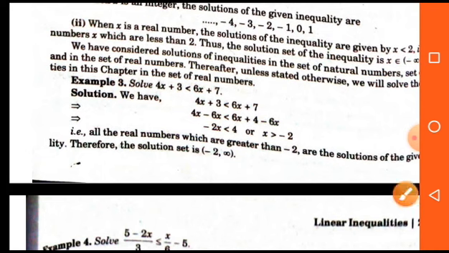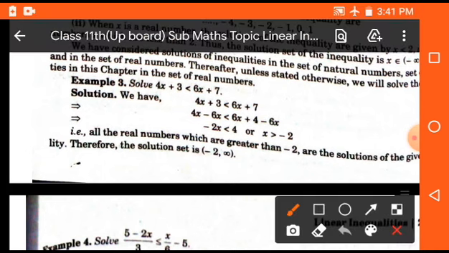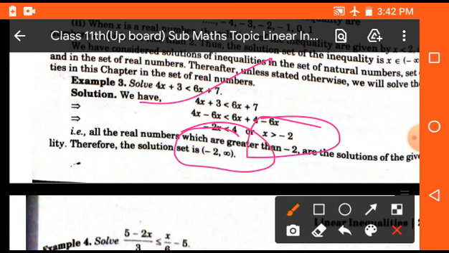Now I am taking another example: solve 4x plus 3 is less than 6x plus 7. On solving, we get that x is greater than minus 2. It means that we can take all the values which are greater than minus 2, so from minus 2 to infinity. So these are the solutions of a linear inequality.